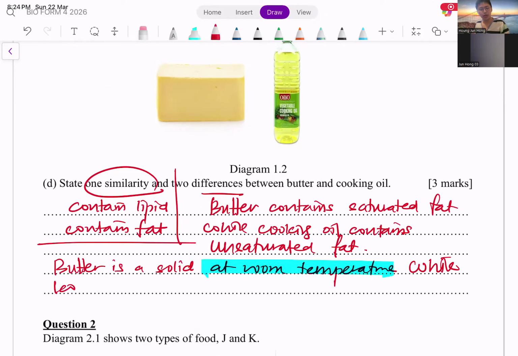Okay, so cooking oil is liquid. Again, at room temperature.